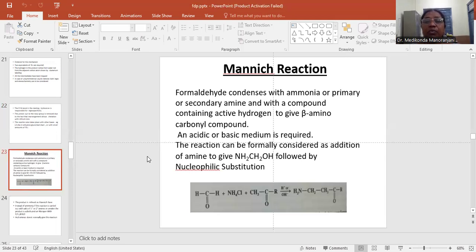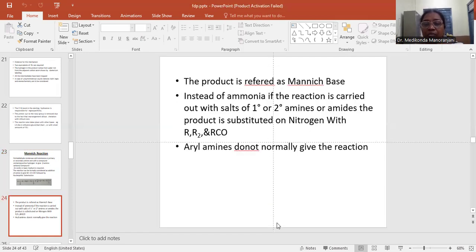Formaldehyde condenses with ammonia or a primary amine or secondary amine and with a compound containing active hydrogen to give a beta-aminocarbonyl compound. An acidic or basic medium is required. The reaction can be formally considered as addition of amine to formaldehyde to give NH2CH2OH, followed by nucleophilic substitution. The product is referred to as Mannich base.